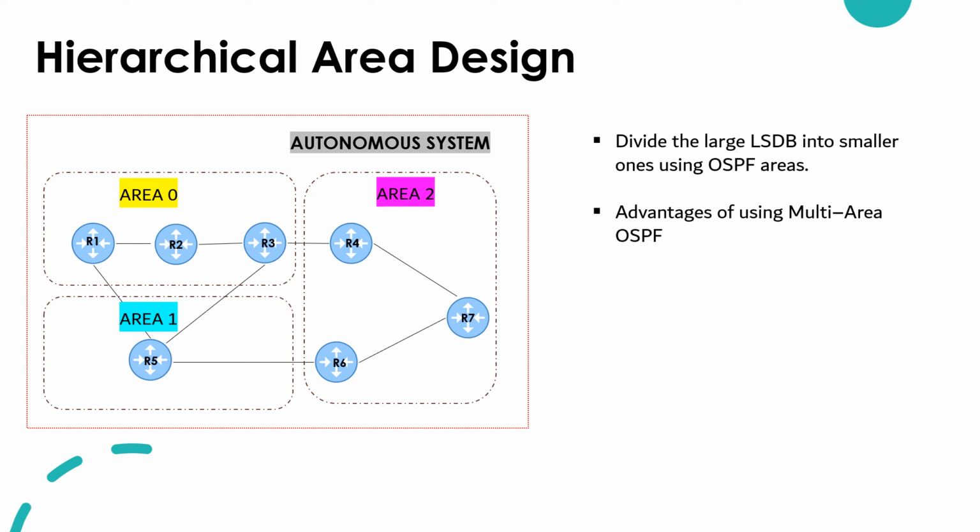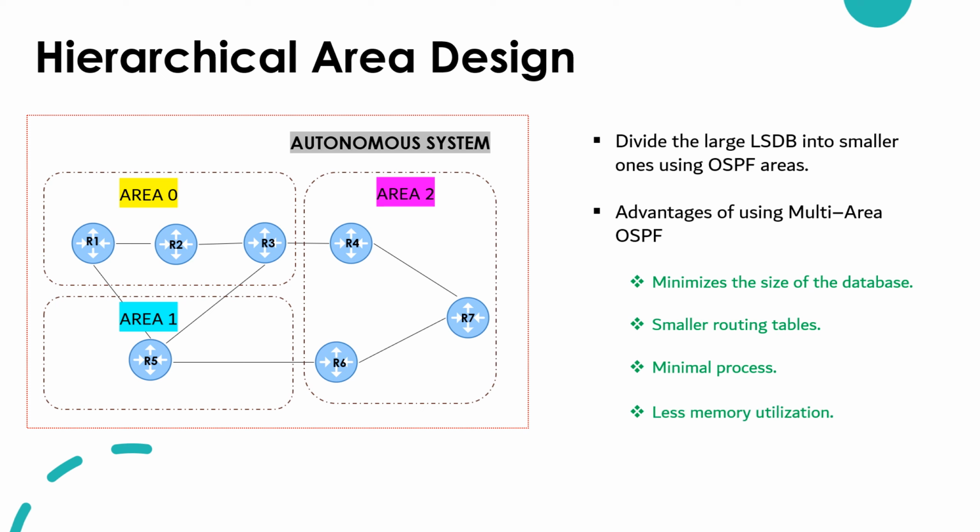So this will help in minimizing the size of the database, decreasing the routing table size, reduced link state updates, which will minimize processing and memory requirement, and reduced frequency of SPF calculations, which will localize the impact of topology change within an area.